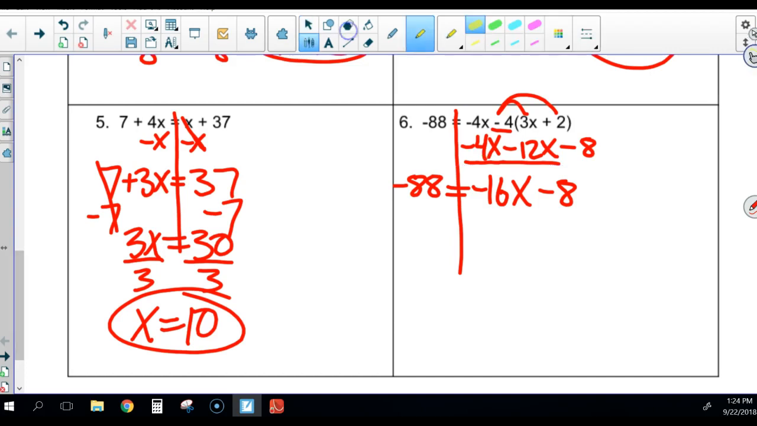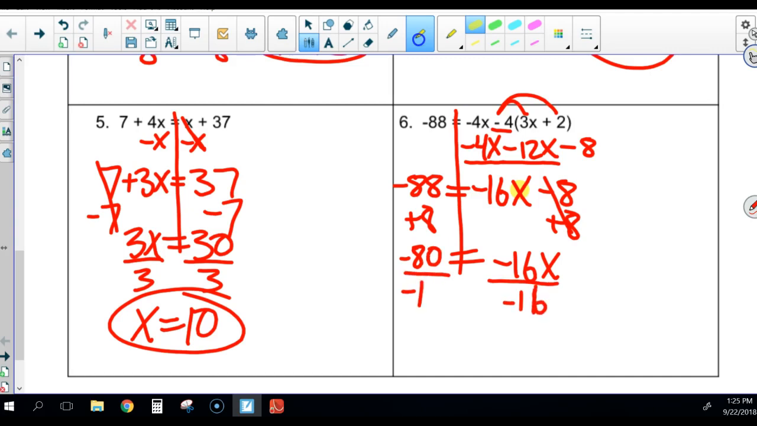Isolate the x here and add 8 to both sides. Negative 16x equals negative 88 plus 8. Be careful with your negative signs. Negative 80. Divide by negative 16 to both sides, and x equals negative 80 over 16. What is that? 5? I believe that's 5.